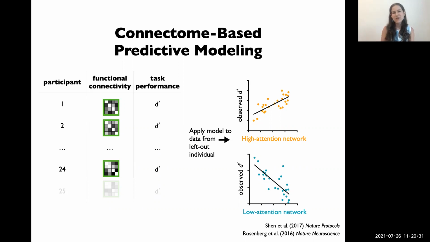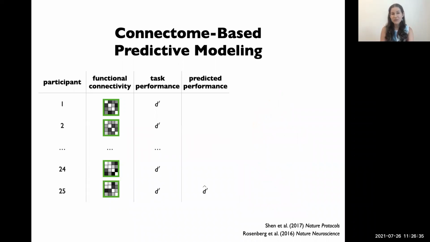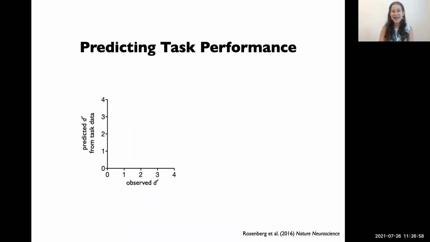And we can do the same thing with their low attention network score. And that gives us a predicted measure of performance for this individual. And so if we use leave one subject out cross-validation, we can get a predicted measure of performance for each person in the data set. And now, to ask if our model has accurately captured sustained attention task performance, we can compare these predicted scores to actual task performance scores. And so that's what I'm showing you here.